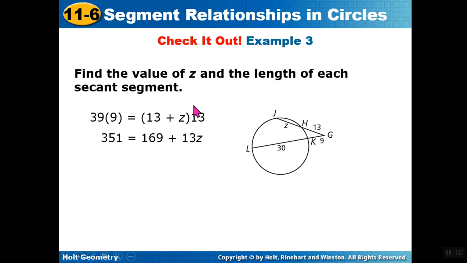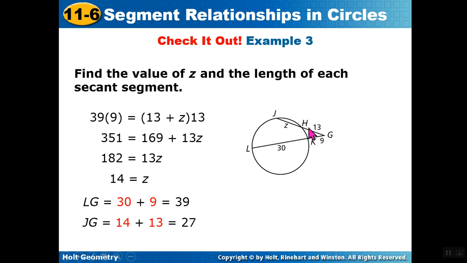Now we did the distributive property. Then we move the 196 to the other side by subtraction to get 182. Divide both sides by 13 to get Z equal to 14. Now we want to find the length of each secant segment by substitution. The first one is known, LG is 30 plus 9, which is 39. The other one is Z plus 13, it means 14 plus 13, which is 27 units.